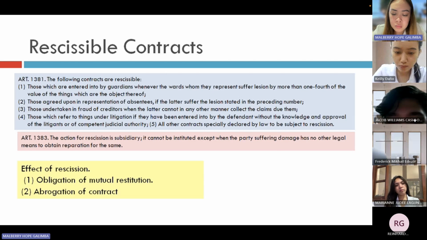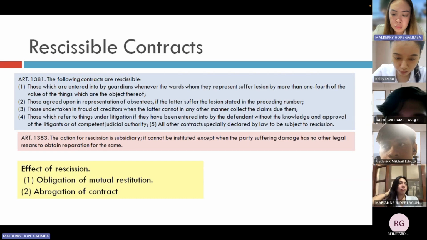Return the thing. If it is a contract of sale and the creditor went to the court and canceled it, and the contract is canceled, the parties, if it is a contract of sale, the seller can get back the property and the buyer can also get back the amount paid to the seller.